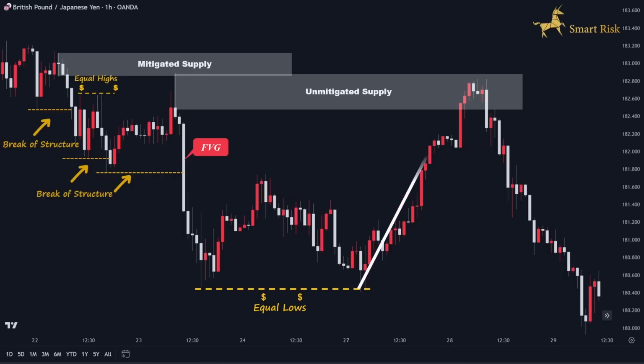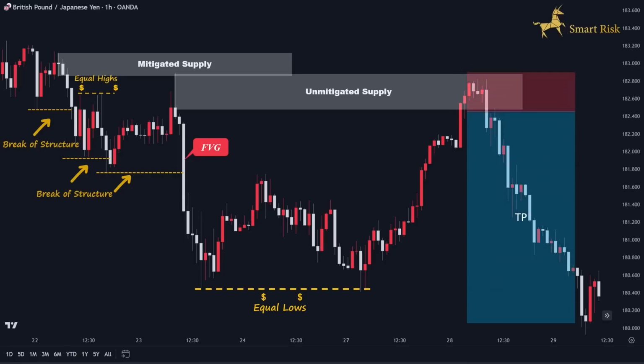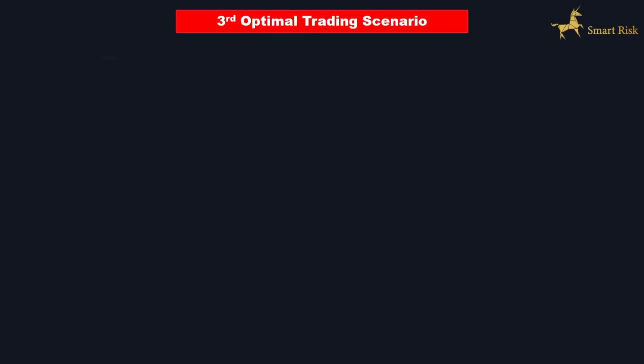Subsequently, the price moved upward to fill the internal liquidity left behind. After a clear mitigation over the fresh supply zone, price changed its direction to the downside. We could have entered a short position here after detecting a change of character pattern in a lower time frame analysis. Let's delve into the details of the third optimum trading scenario.